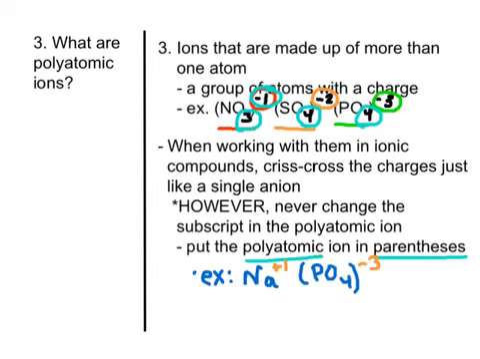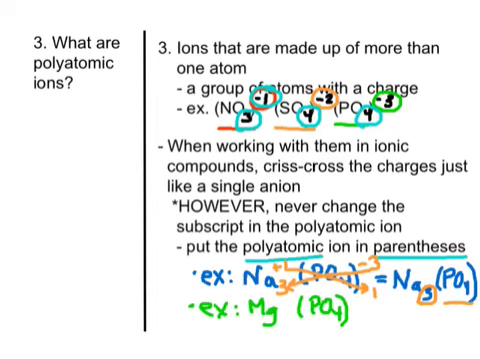So what we do is we crisscross those charges. We're going to take the 3 from phosphate and put it down by sodium, and we're going to take the 1 from sodium and put it on the outside of the parentheses of the phosphate group. So what we end up with is Na3PO4. What that means is that we need 3 sodium atoms hooking up with 1 phosphate group in order to cancel out their charges.